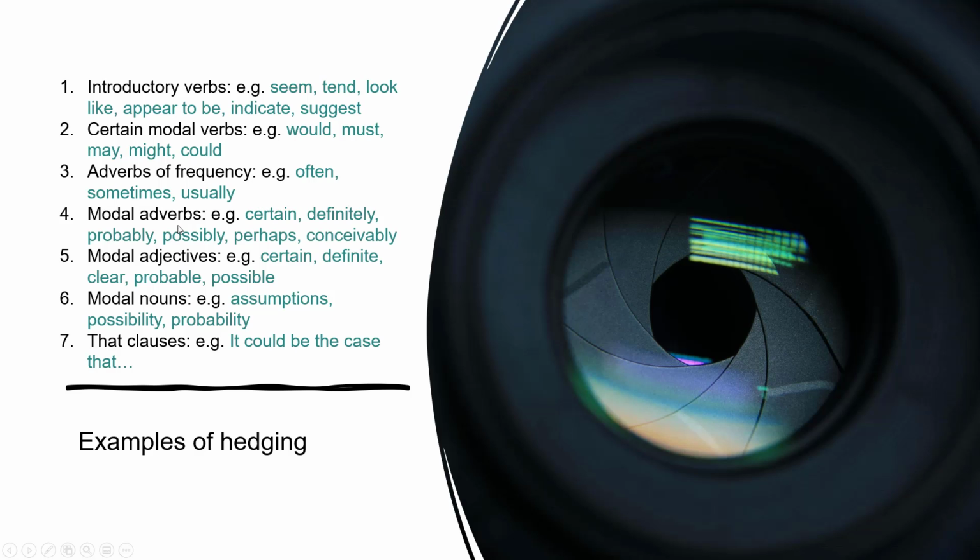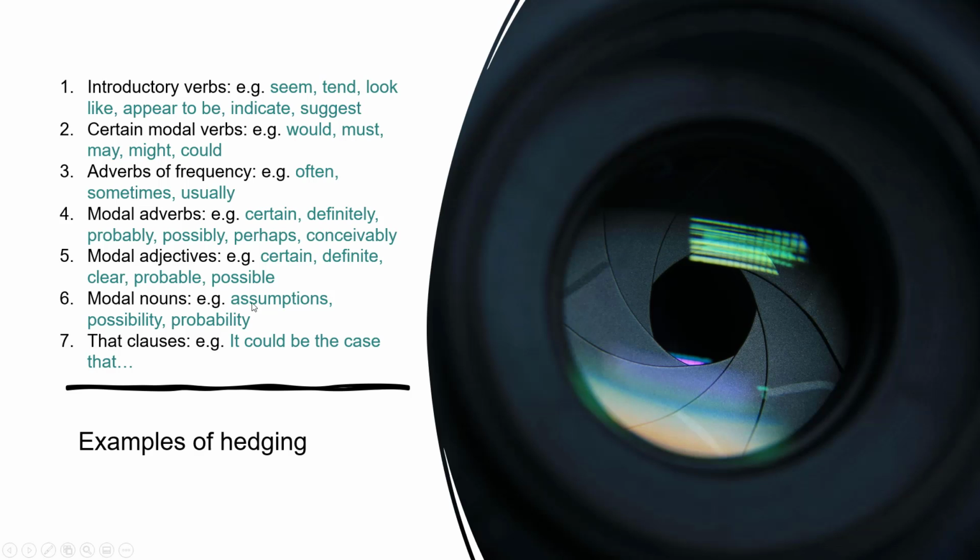And then something about it doesn't happen always, but it happens often, sometimes, usually. And then you see modal adverbs and adjectives. You see it's the same words, but they are different parts of speech. So "certain" is actually the same, whether you use it as an adjective or an adverb. But "definite" is the adjective, "definitely" is the adverb, "probable", "probably", "possible", "possibly", "perhaps", "conceivably", and so on. So it depends on how you use them in a sentence. Remember, adjectives modify nouns, whereas adverbs modify verbs or adjectives.